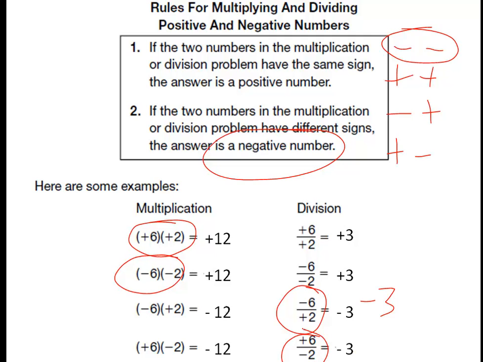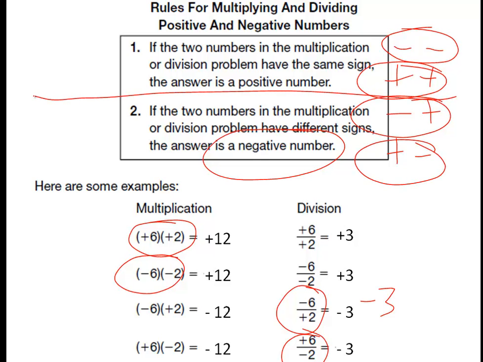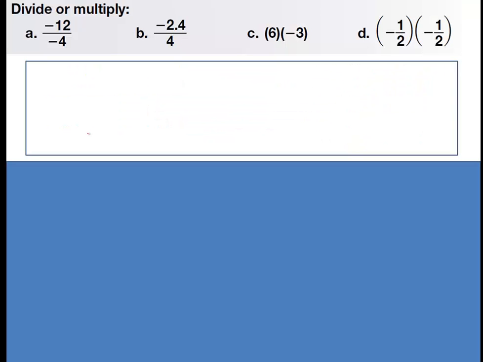All right, so this is the thing you've got to remember up here. Remember these rules. If they're the same, they're positive. If they're different, they're negative. So let's look at this. See if you can figure out A, B, C, and D. Pause it, solve it, work them please, and then restart the video and see if you got it right.